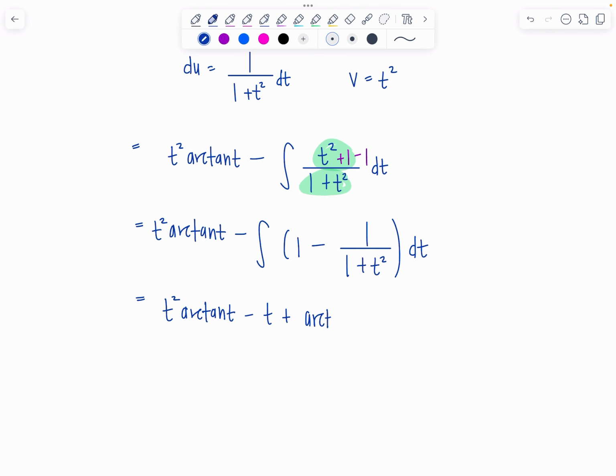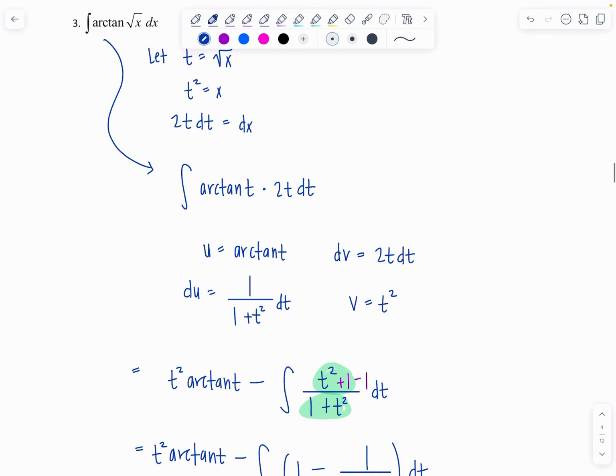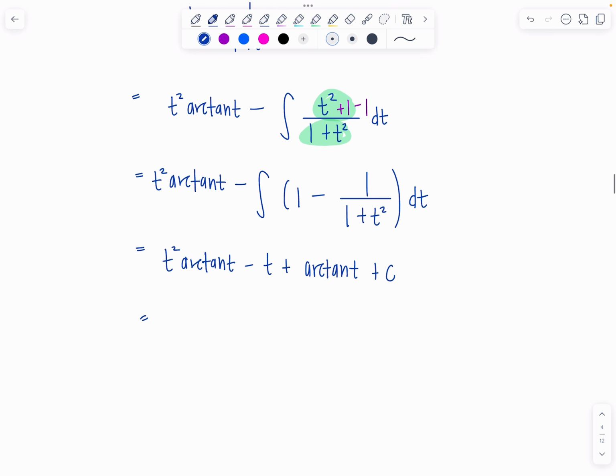Plus arctan of t plus c, and then you've got to go back. So t was the square root of x. So the square root of x squared is just going to be x. So arctan root x minus root x plus arctan root x plus c. Good?